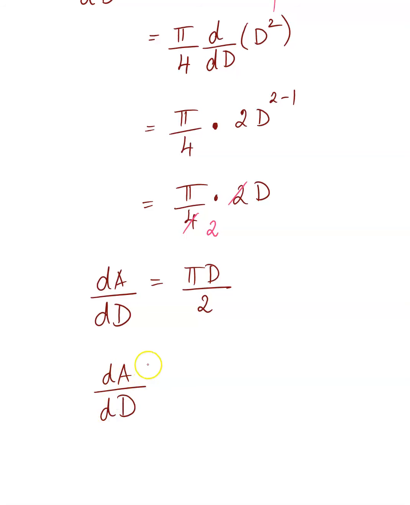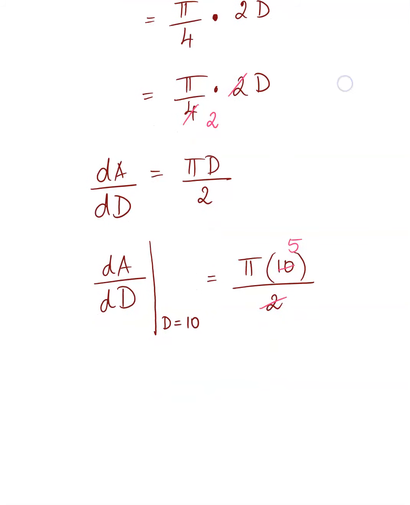The way we express that is we put this vertical bar and say when D equals 10. This is kind of a shortcut for us to say we are finding the rate of change of area with respect to diameter when diameter is 10 meters. So then I go into the formula, and in the place of D I now have a specific instant which is 10, and I substitute that for D. So the answer comes out as 5 pi.